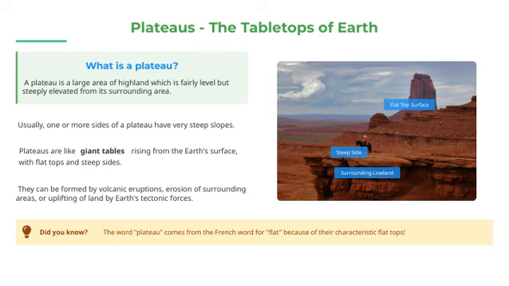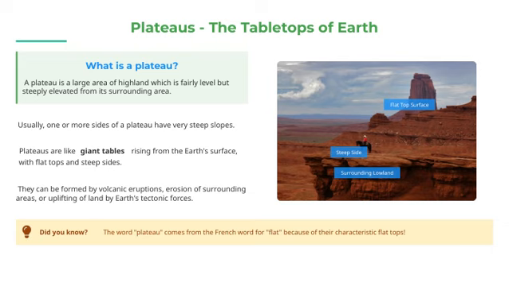These formations can be created in a few different ways. They might form from volcanic eruptions that pile up lava and ash, or through erosion, where softer surrounding land wears away, leaving the hard rock behind. Sometimes, uplift from Earth's tectonic forces pushes land upward, forming a plateau as well.